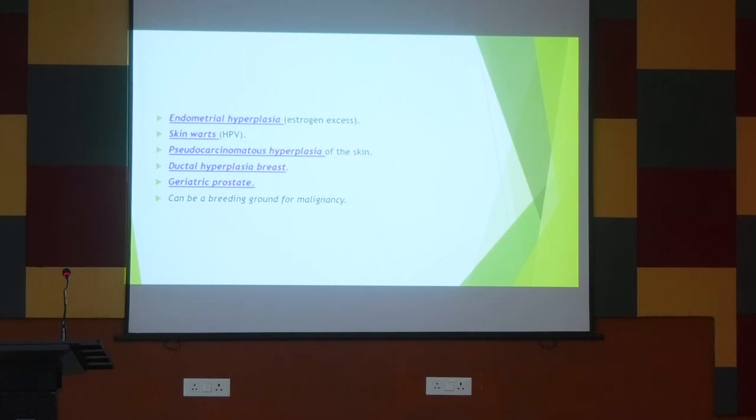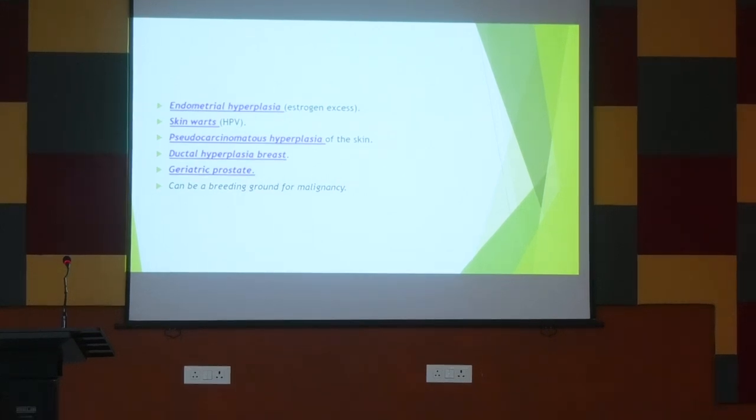So one is endometrial hyperplasia. Don't confuse physiological endometrial hyperplasia with pathological hyperplasia. What happens in the normal menstrual cycle is physiological hyperplasia. But endometrial hyperplasia that is endogenous hormone induced or exogenous hormone induced is pathological hyperplasia. And the difference is pathological hyperplasia can be a breeding ground for malignancy.